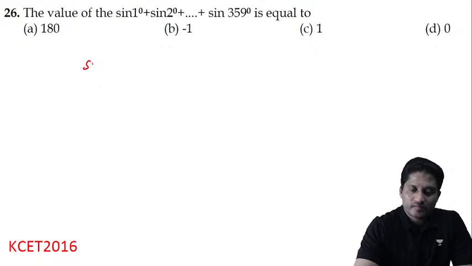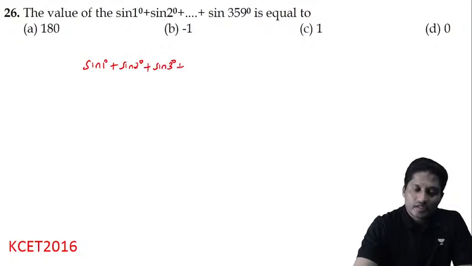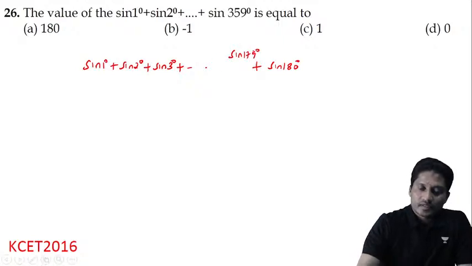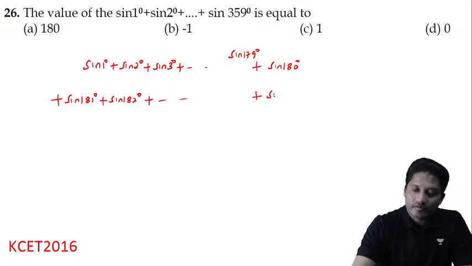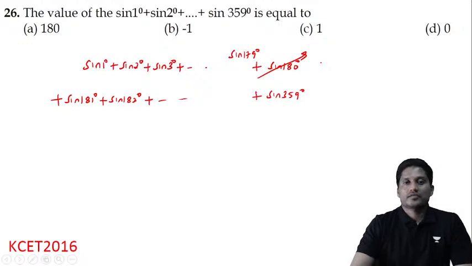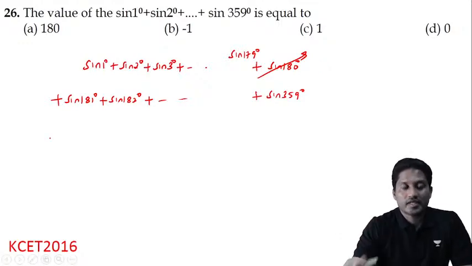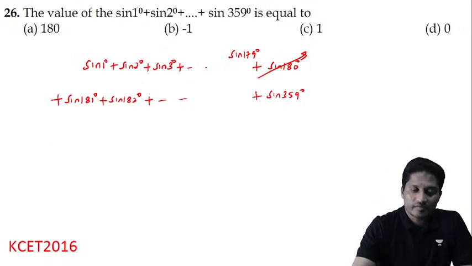So sine 1 plus sine 2 plus sine 3 and so on up to sine of 179, plus sine of 180, plus sine of 181, plus sine of 182, and so on up to sine of 359. Sine 180 is 0. Sine is positive in the first quadrant and second quadrant. So for angles more than 180, obviously sine will be negative.